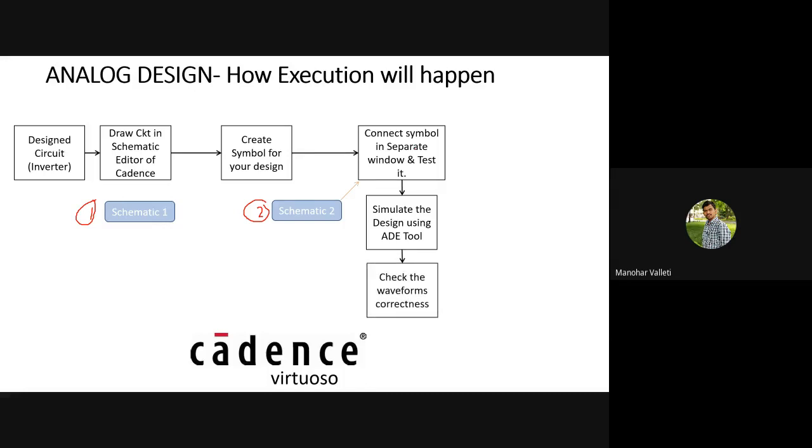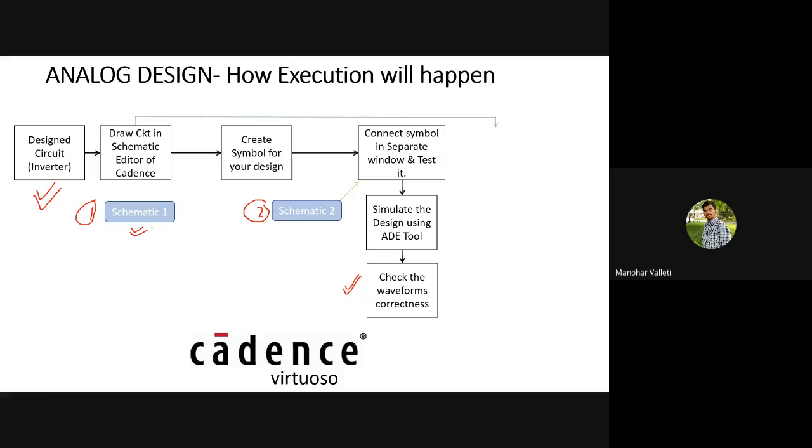Whatever output is coming here, we will check these waveforms against your designed waveforms. So these two have to match. Whatever your expected waveforms at the design have to match with the waveforms you are getting here. Once you feel your design is proper, we will go to the schematic 1 window again.